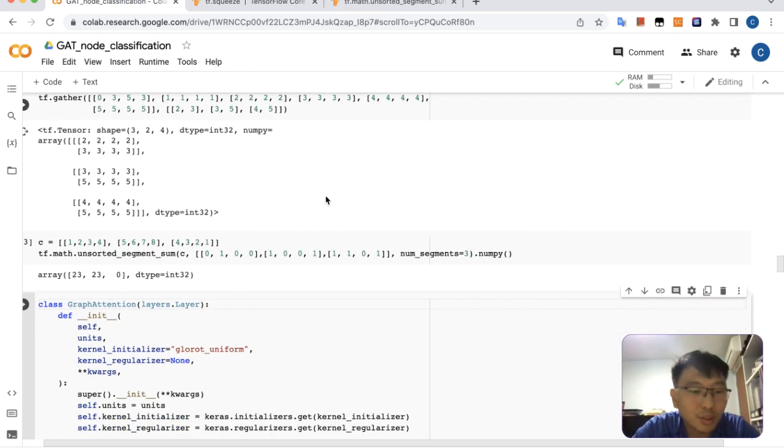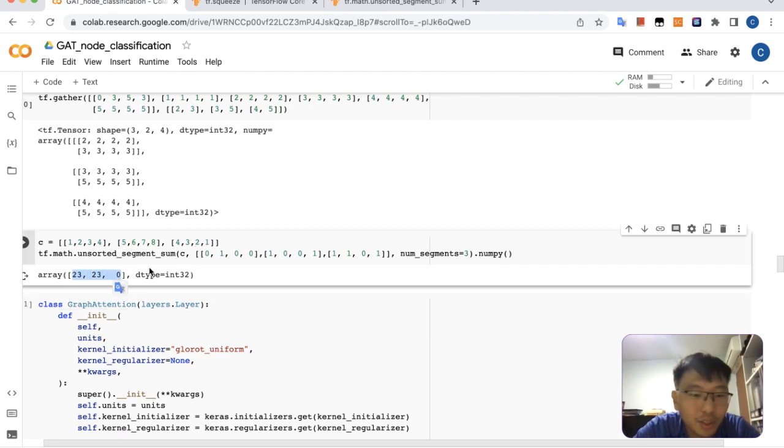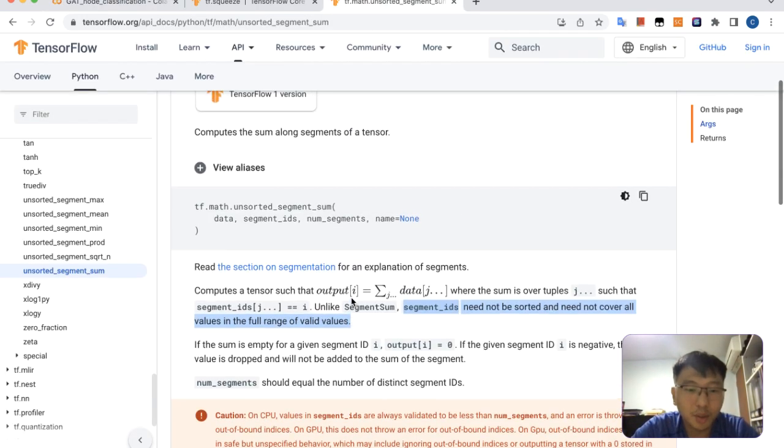Okay, so this sort of gave us this instead: 23, 23, 0, which is maybe like this 0, 1, 0, 0 is you take 0 for this one. We basically sum up this one, 2 plus 6 plus 3. Nope, it doesn't work that way. Yeah, I'm confused what this segment IDs do. No idea what this does.